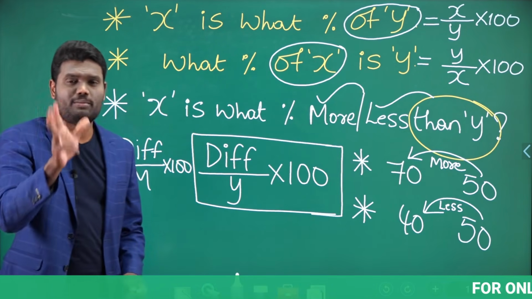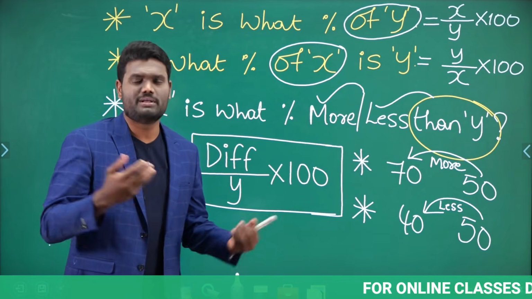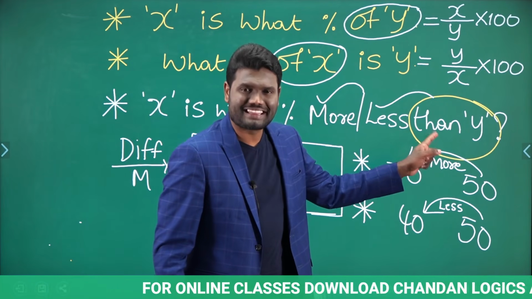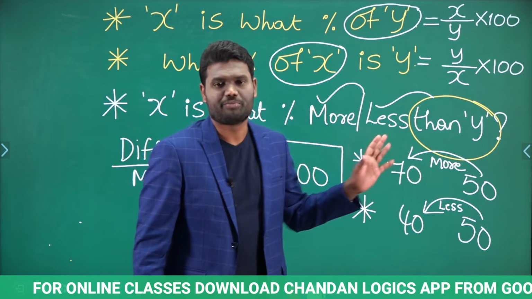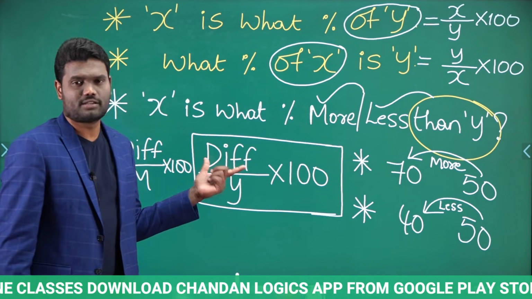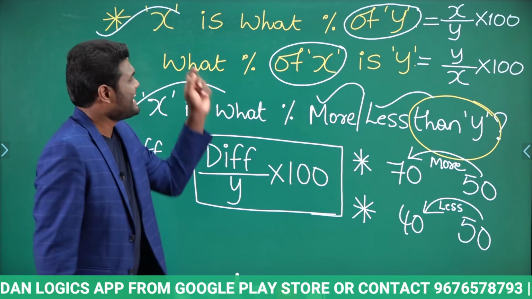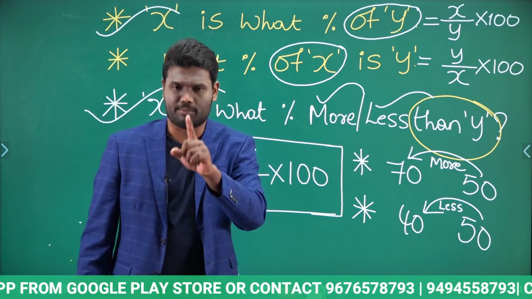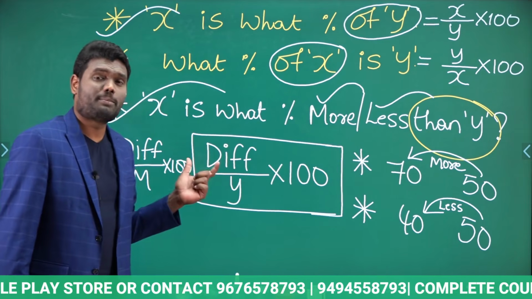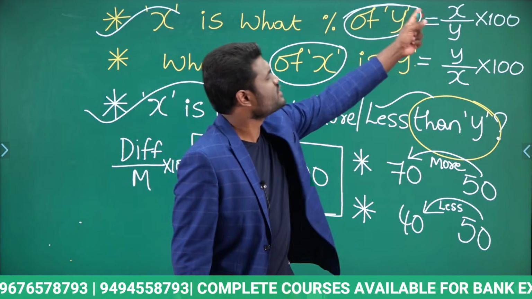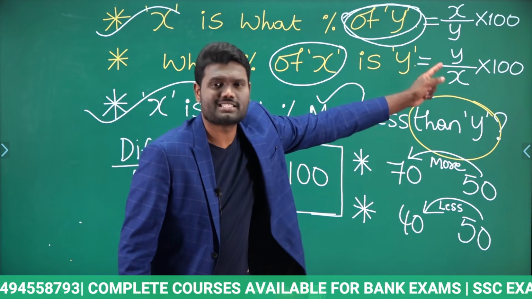If it is more, you will say more. If it is less, you will say less. That's it. But don't forget, whatever comes after "than" should be your denominator. In the numerator, you need to take the difference. Okay. So these two terminologies are really important. X is what percent of Y is important. Similarly, X is what percent more or less than Y is important. In this, whatever comes after "of", you will take as the denominator.